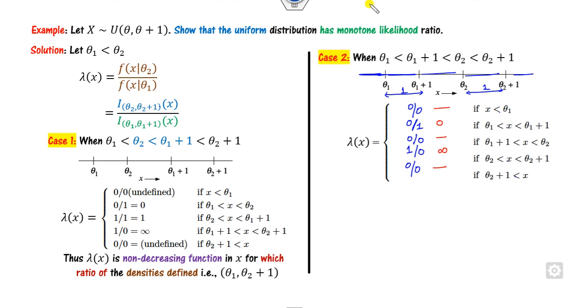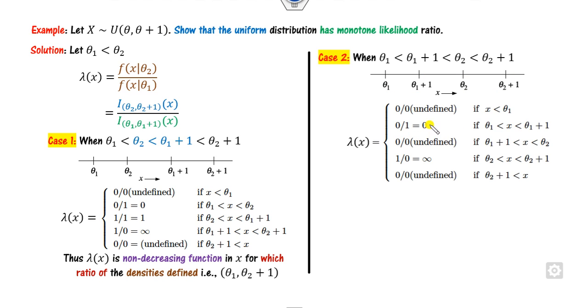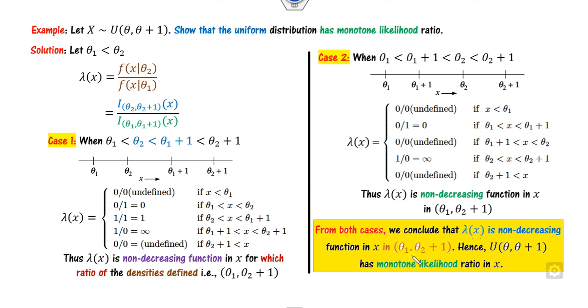So it means the value of the function is defined only for these two cases, and again it is increasing because these values are increasing, so the value of this function is also increasing. So again it is non-decreasing in the interval of theta 1 to theta 1 plus 1 and up to here. So whenever the value lies between this to this, it is non-decreasing. So in both the cases we discussed, it is non-decreasing, hence the UMP exists, hence the monotone likelihood ratio exists for this uniform distribution.